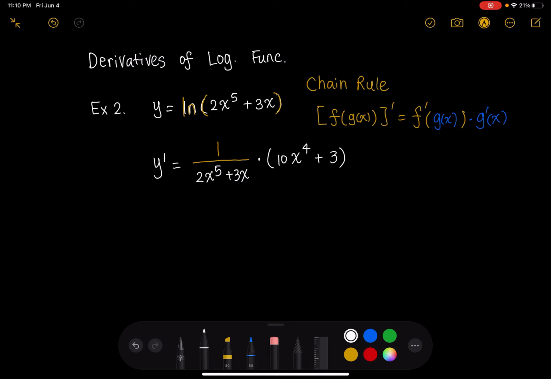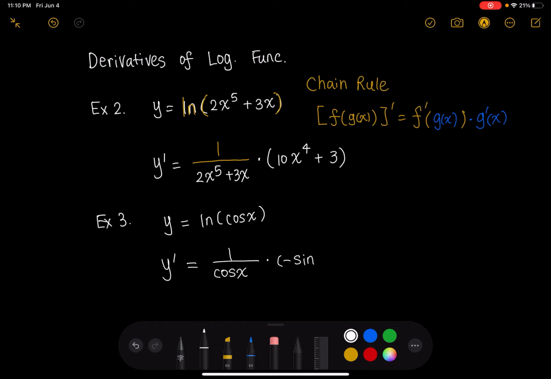And let's take a look at example 3. Okay, similar thing, y equals ln of cosine of x. So again, y prime is the derivative of the outer function, okay, ln function, so it's 1 over the inner function times the derivative of the inner function.